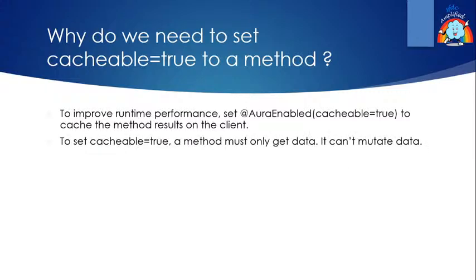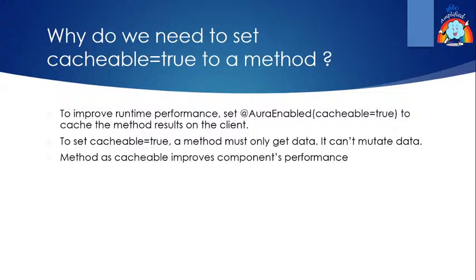When we set cacheable equal to true, the method will only get the data, it won't make any changes to the data, and it will improve the performance, because it will reduce the server side trips. It will store the data in the browser itself, and only when there is stale data will it go to the server.